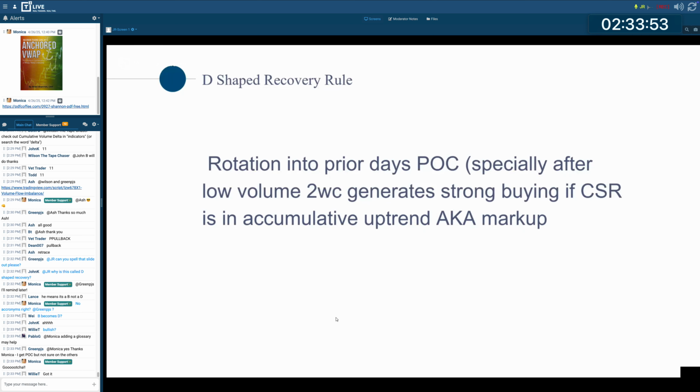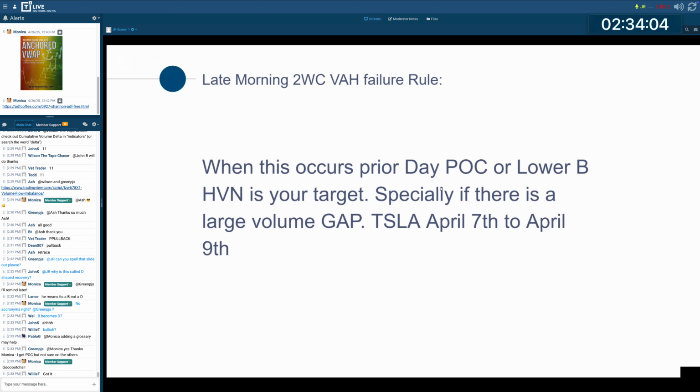Okay. Let's see. What do we got next? All right. So the late morning two-wave corrected value area high failure rule. When this occurs, the prior day POC or lower B high volume node is your target. Sorry. So you had April 7th to April 9th on Tesla. So you have a late morning two-wave corrective lower that fails the value area high.